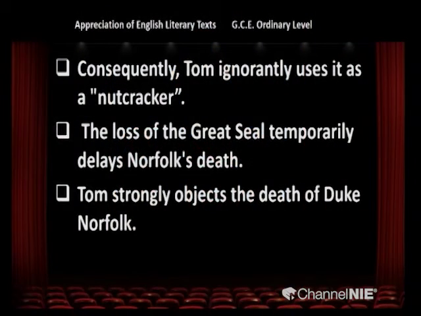In chapter 8, the subject of the Great Seal of England is expanded upon. It is made clear that only the true Prince of Wales knows where this Great Seal is. It is needed in order to make the official commanding of the Duke of Norfolk's death. Consequently, Tom ignorantly uses it as a nutcracker. The loss of the Great Seal temporarily delays Norfolk's death. Tom strongly objects to the death of Duke Norfolk.